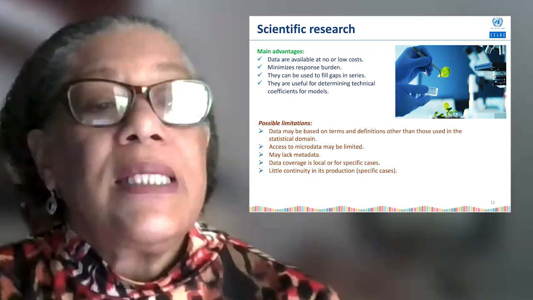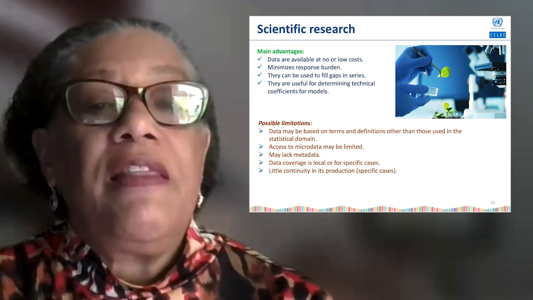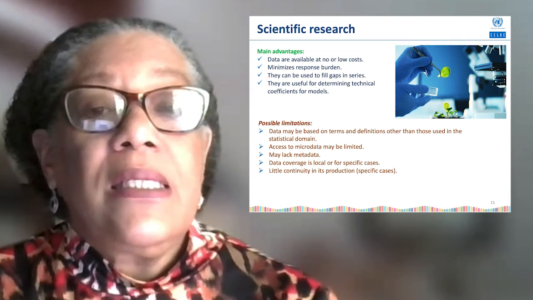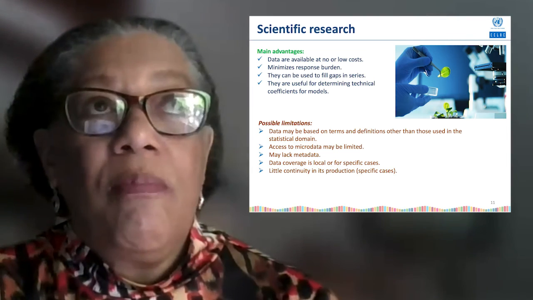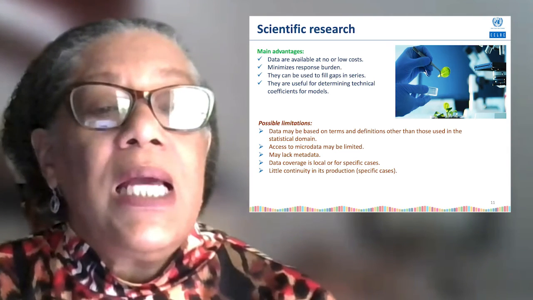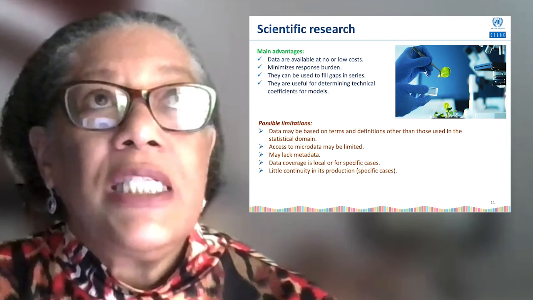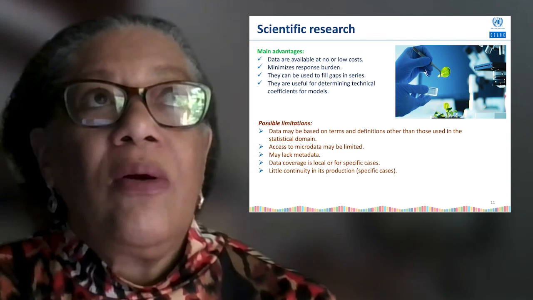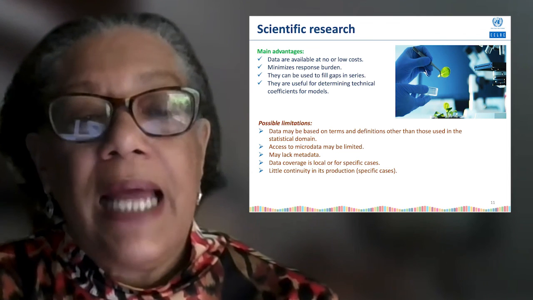The limitations can be that the data may be based on terms and definitions other than those used in the statistical domain. The access to microdata may be limited, as well as there may be a lack of metadata, which is necessary for environment statistics. Data coverage is also local and may not be widespread enough. It may be only for specific cases, and you may find also that there is little continuity in the production of this type of data.